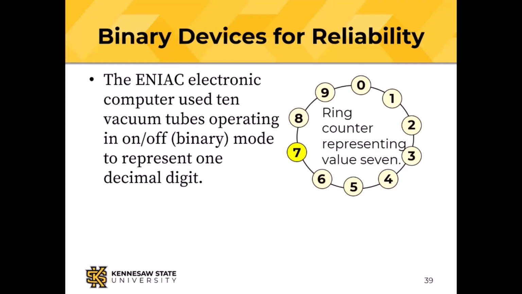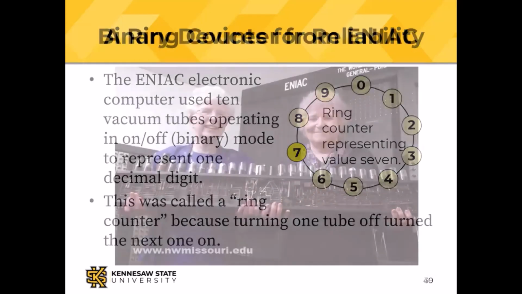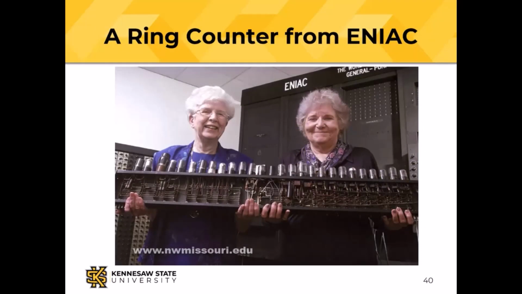So they built this thing called a ring counter with 10 vacuum tubes, and turning one off turned the next one on. So like the old mechanical odometers. Is anybody in here besides me old enough to know what that looks like? No. Okay, wheels that were labeled 0, 1, 2, 3, 4, 5, 6, 7, 8, 9 on the edge. And when the rightmost wheel went from 9 back to 0, it had a little peg on it that turned the next one notch. This works the same way. Here's a picture of one. That is 1 decimal digit.